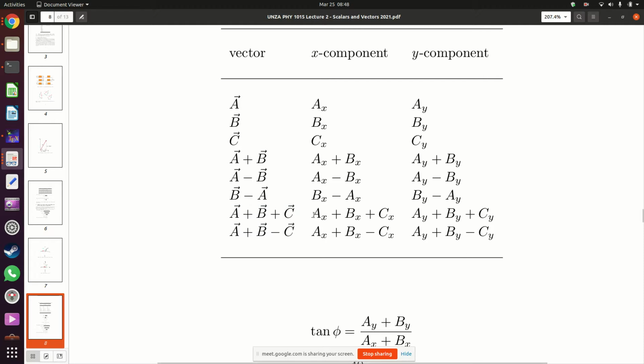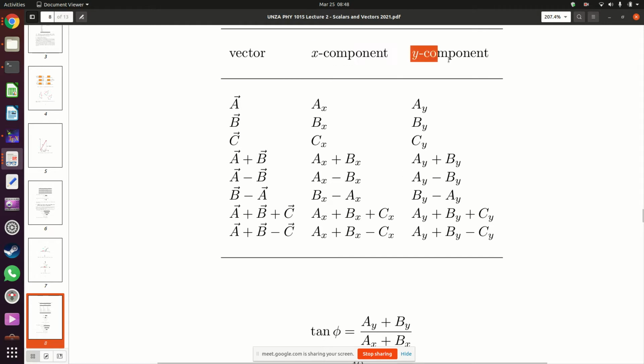This is how you work it out. You add ax plus bx plus cx. This ax plus bx plus cx is going to give you how much a plus b plus c is along the x-axis, and how much it is along the y-axis is going to be ay plus by plus cy. You add the y components. So you're sticking to along the x component column, the only things you're adding or subtracting are the x components.